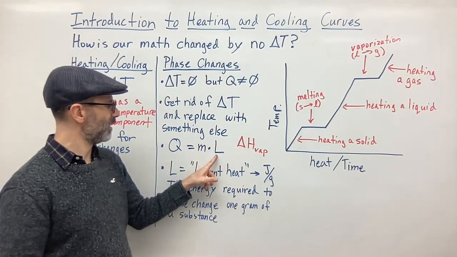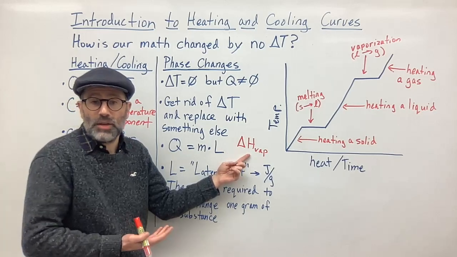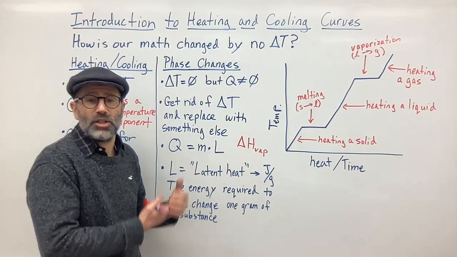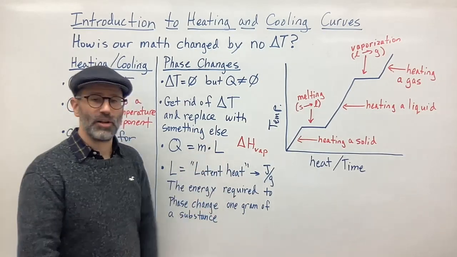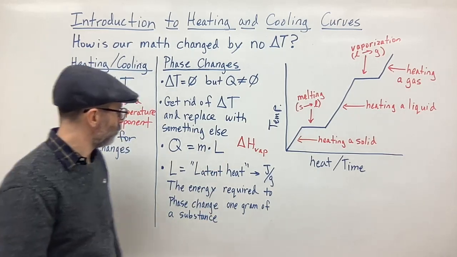Here we're using latent heat in joules per gram. We could use heat of vaporization if that was given to you, right? So if you were given the heat of vaporization in joules per mole, then you could use that in place of L here. So it's the exact same equation that you would use.